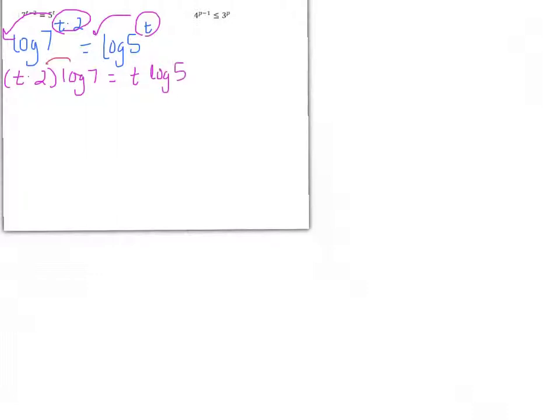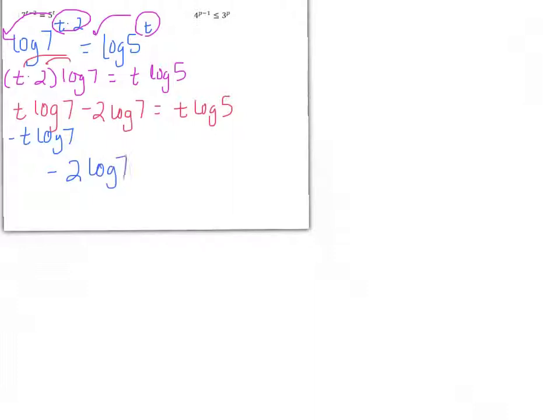We'll have to distribute our log of 7 through that t minus 2. So that would be t times the log of 7 minus 2 times the log of 7 is equal to t times the log of 5. To get our t's on one side, we're going to subtract t log of 7 over to the other side. So we'd have negative 2 log of 7 is equal to t log of 5, and then we wanted to subtract that t log of 7.